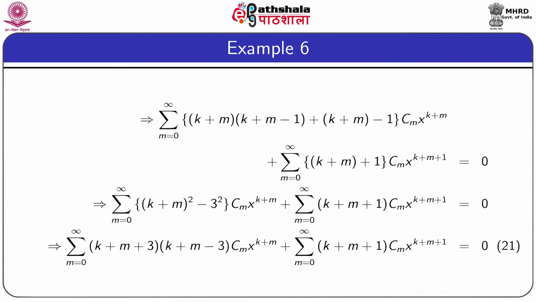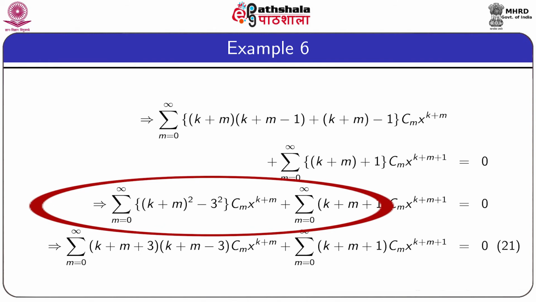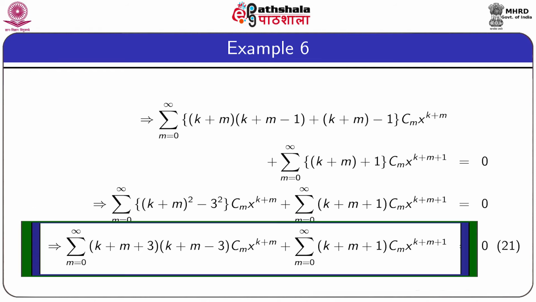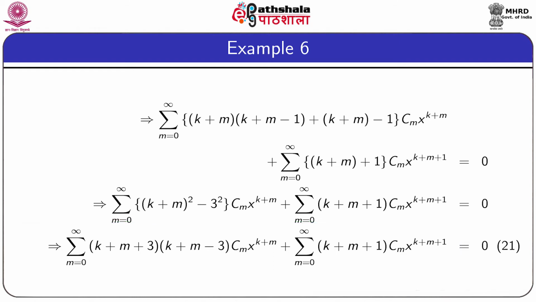After simplification, we will come to the expression summation m equal to 0 to infinity (k plus m)² minus 3² c_m x to the power k plus m, plus summation m equal to 0 to infinity (k plus m plus 1) c_m x to the power k plus m plus 1 equal to 0, which implies summation m equal to 0 to infinity (k plus m plus 3)(k plus m minus 3) c_m x to the power k plus m, plus summation m equal to 0 to infinity (k plus m plus 1) c_m x to the power k plus m plus 1 equal to 0, given by equation 21.